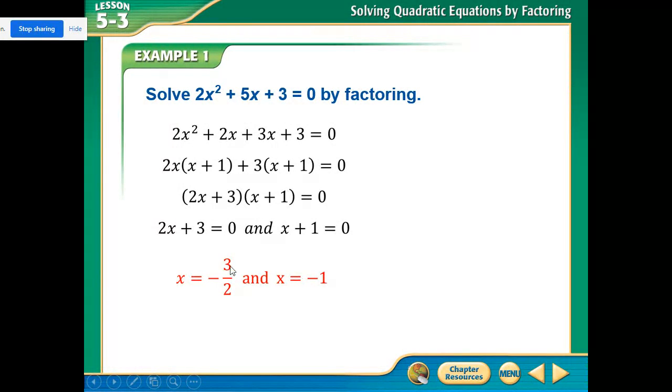Solving them both, this is -1. This ends up being -3/2. So those are our two different answers.